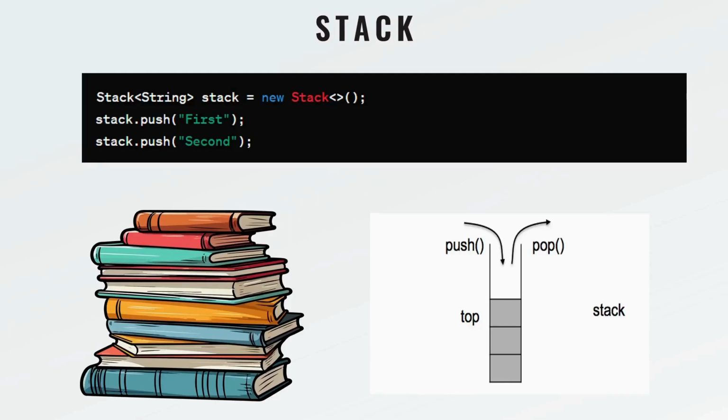Let's understand Stack with a simple example. Imagine a stack of books at a library. You can only add or remove books from the top of the stack. This is exactly how a stack data structure works in computer science. In Java, a Stack is a collection that follows the last-in-first-out principle, that is LIFO, meaning the last element added is the first one to be removed. It is like a vertical pile of items where you can only interact with the top item. It provides push and pop operations for adding and removing elements from the top of the stack.